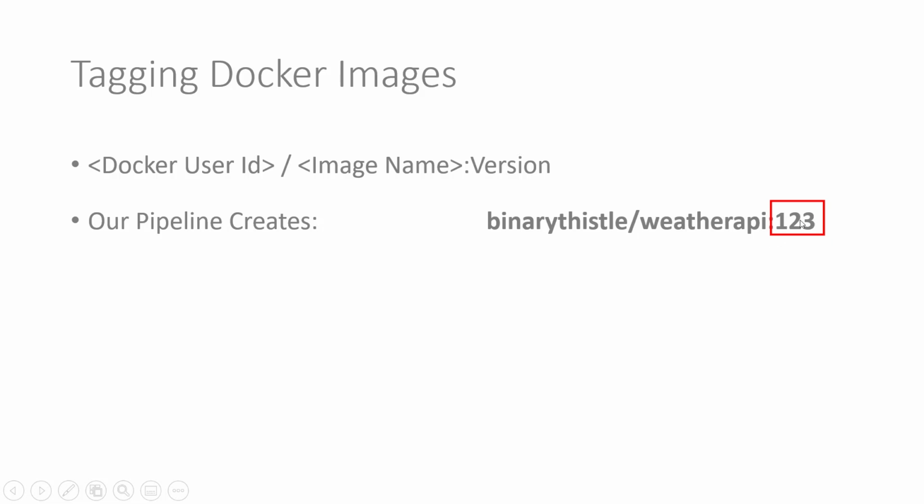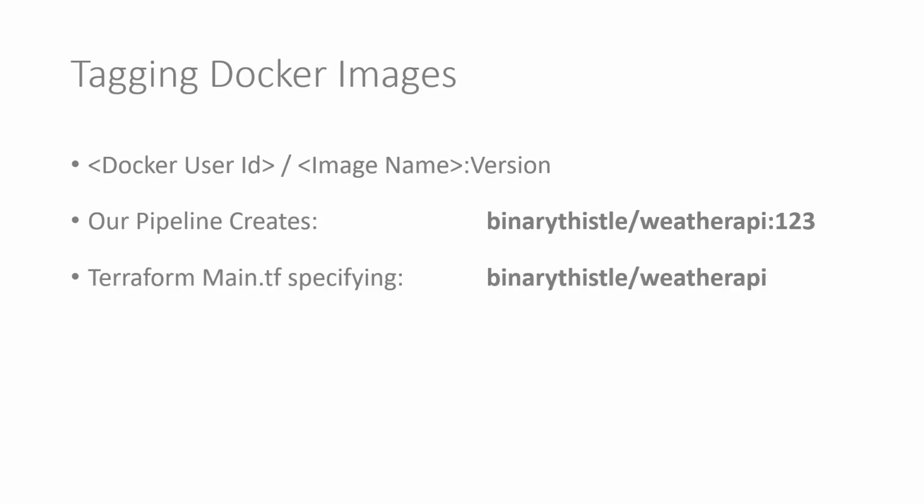I've just put in an actual value of 1, 2, 3, but that would be the build value, the build number, which would change every time we run the pipeline. So that's what our Azure Pipelines file is creating, and we saw that in the last step. The Docker image has been pushed up with a build number.